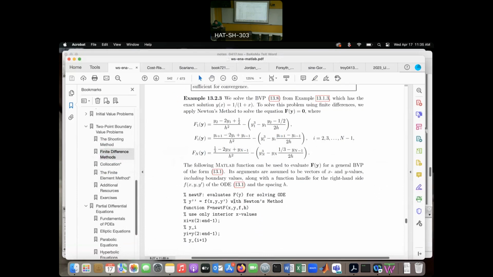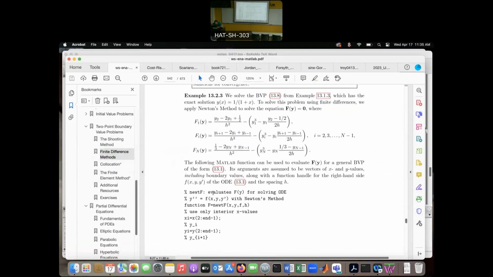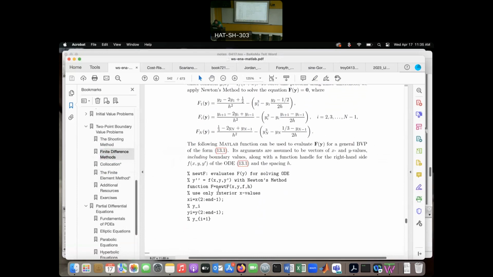So what this does is it evaluates f of y at any given x and y for some ODE. Here we assume that the vector of x coming in includes the boundary values, and the vector of y also includes the boundary values. We also have our function f that comes from the ODE, that's passed in as a function handle.